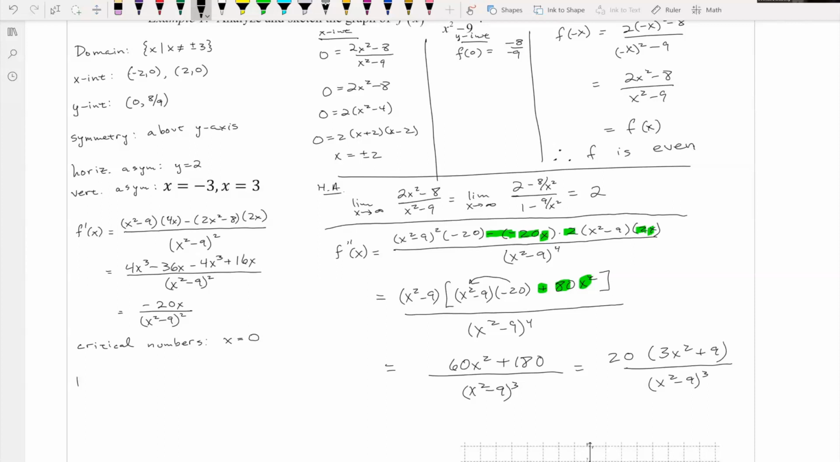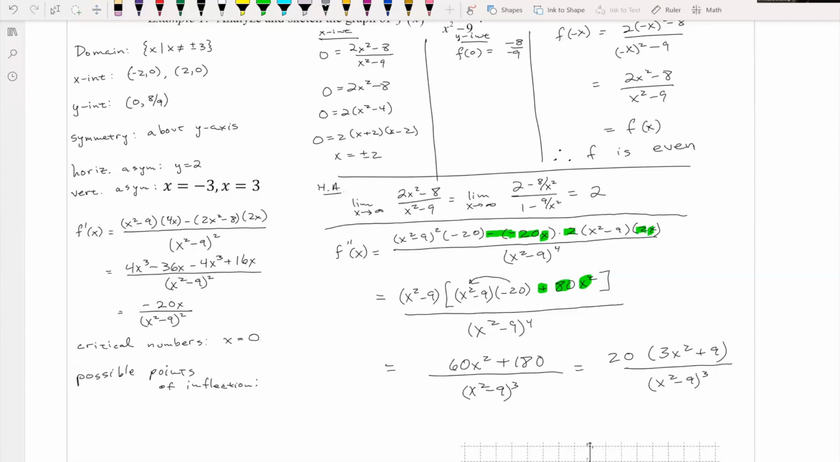So now I'm going to find my possible points of inflection. Possible points of inflection are domain values, remember what Toma mentioned, where the second derivative either equals 0 or fails to exist, okay?